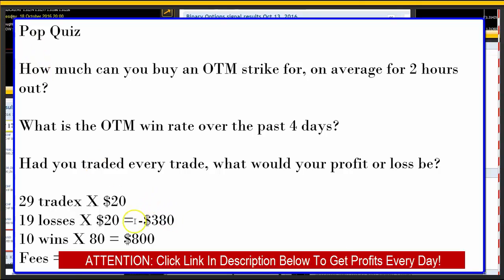Okay, so your risk was technically $380. That was how much you lost on your losing trades. We're going to talk about getting this down and getting this up. Okay, we're going to talk about scaling.